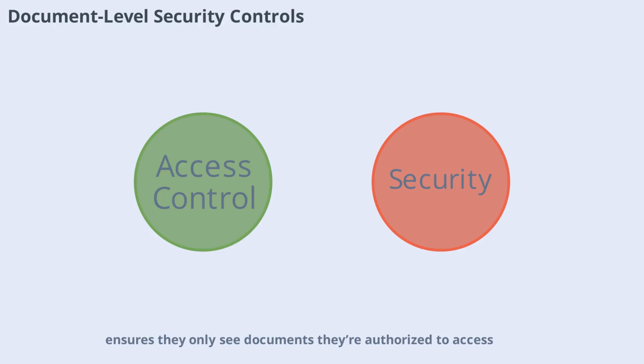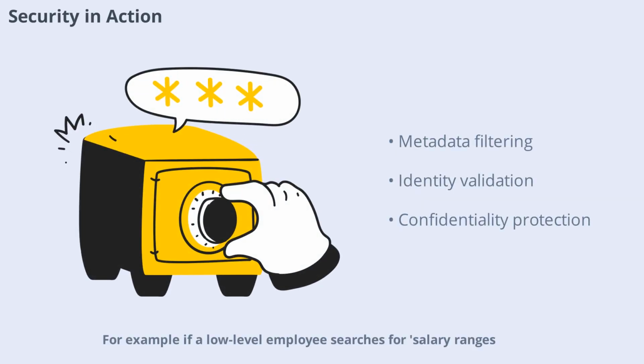For example, if a low-level employee searches for salary ranges, the vector engine applies a metadata filter so only chunks tagged for general access are returned. Sensitive data, such as executive compensation, is automatically excluded, protecting confidential information from unauthorized users.